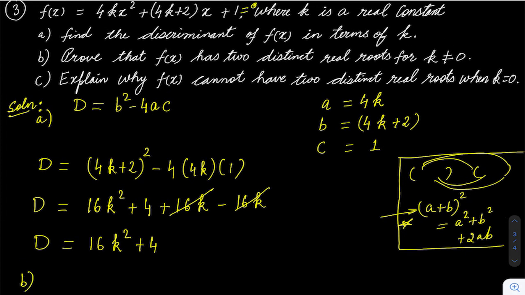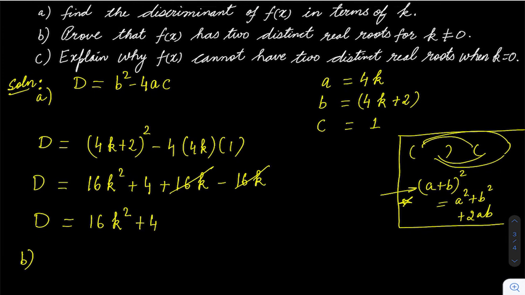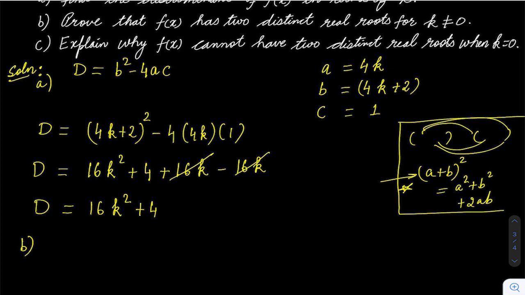B part is: prove that f(x) has two distinct real solutions for k not equal to 0. So k is not 0. Let's look at this discriminant value, 16k square plus 4. Now, if k is not 0, it means either k is positive or k is negative. So if k is positive or negative, this 16k square will always be positive because it has k square in it. It doesn't matter whether k is positive or negative, k square will be positive. So it means this is greater than 4.